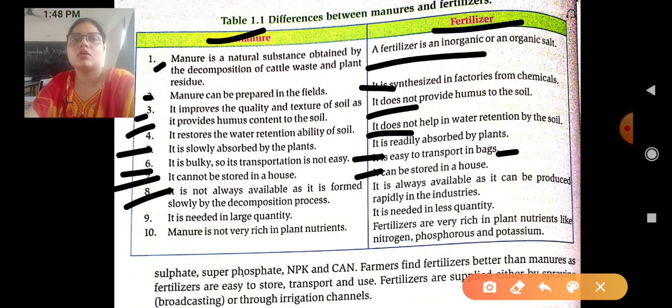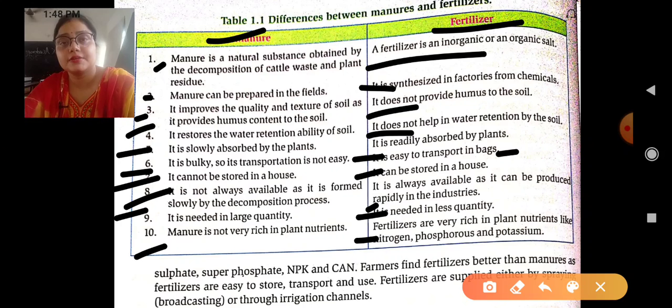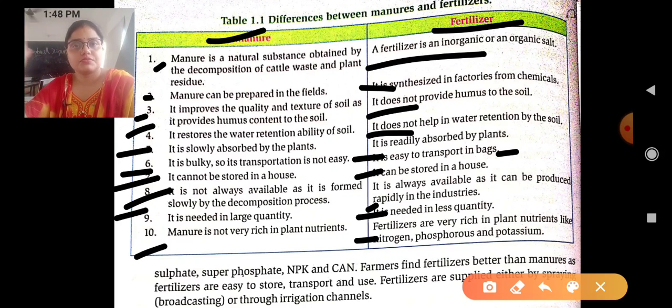Manure is not always available as it forms slowly by the decomposition process. Fertilizer is always available and it can be produced rapidly in the industries. Manure is needed in a large quantity. Fertilizer is needed in a less quantity. Manure is not very rich in plant nutrients. Fertilizers are very rich in plant nutrients like nitrogen, phosphorus and potassium, NPK. So these are the differences.